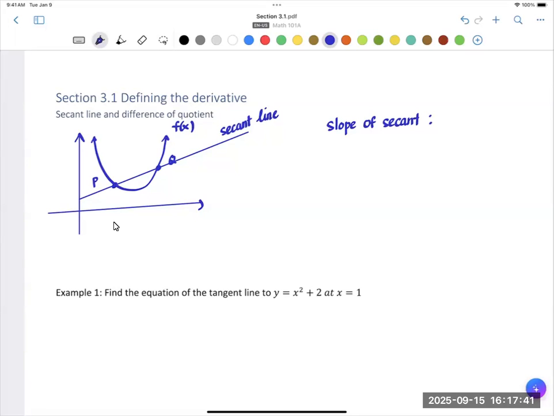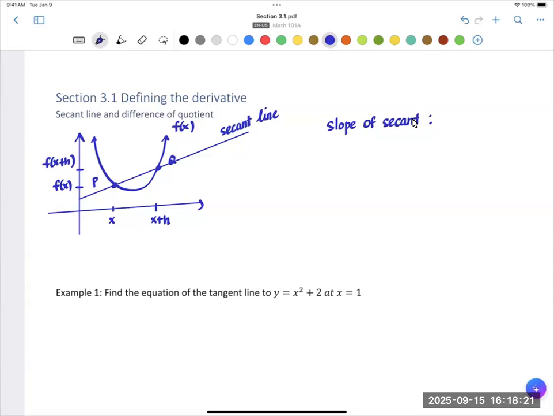Let me label the point P. The x value of point P will be x, and the y value of point P will be f of x. Then from P to Q, you have a difference of h. So I add h to my first x value and get my second point, which is x plus h for Q. The y value at Q is f of x plus h.